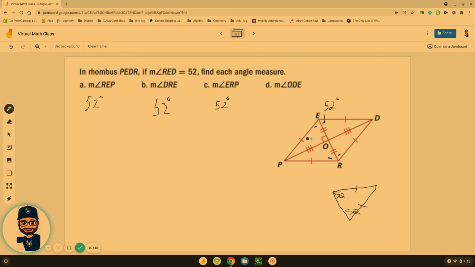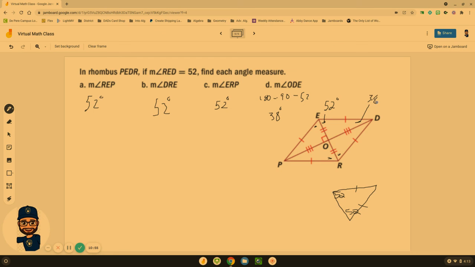What about ODE? O to D to E. Now we're looking for this one up here. Well, now we get to the triangle sum. 180, take away 90, take away 52. Where did that 90 come from? Well, remember, these intersect perpendicularly at a 90-degree angle. So if we're left with 180 minus 90 minus 52, we would have 38 degrees for this ODE.